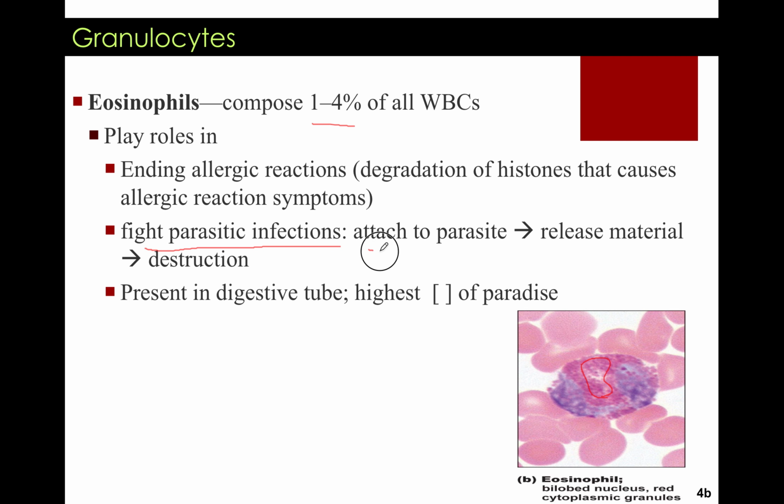What they do is attach themselves to the parasite and release material directly into the environment of the parasite, which causes its destruction. They also have the ability to end allergic reactions by degrading the components produced by your own white blood cells that can cause the allergic response. Those molecules are known as histamines, and they destroy those molecules. They are also present in high concentrations inside your digestive tract, especially if you have some sort of parasitic infection.